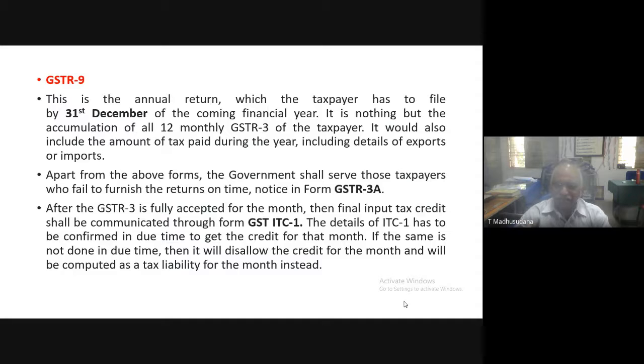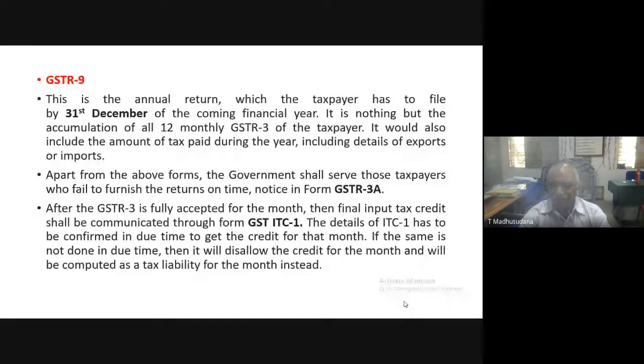The details of GST ITC 1 have to be confirmed in due time to get the credit for that month. So after receiving GST ITC 1, we have to confirm whether the input tax credit details are tallied or not. If this is not done in due time, then it will disallow the credit for the month and will be computed as a tax liability for the month instead.